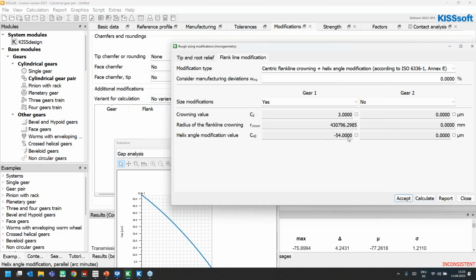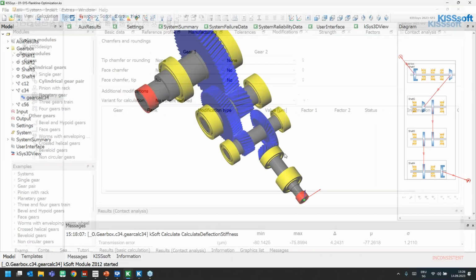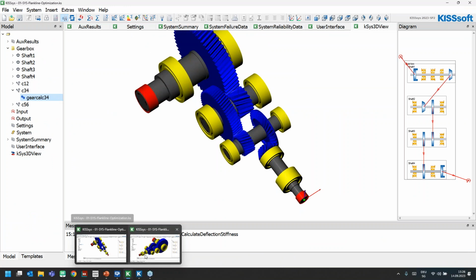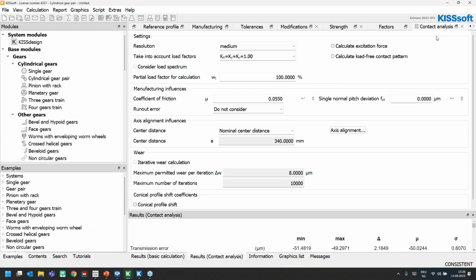Right? So we can see the software tells me I need about minus 54 micrometers of a helix angle modification and a very small crowning. This can almost be neglected, 3 microns. So I can then accept these modifications and then calculate, but in order to save your time, I have actually already pre-calculated that so that we can just together with you view the results.